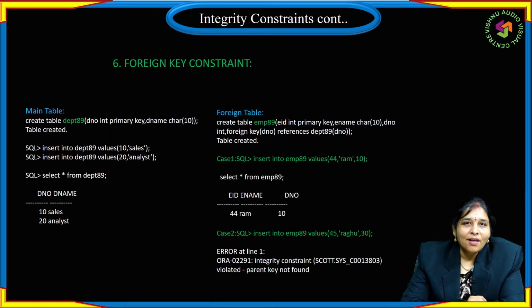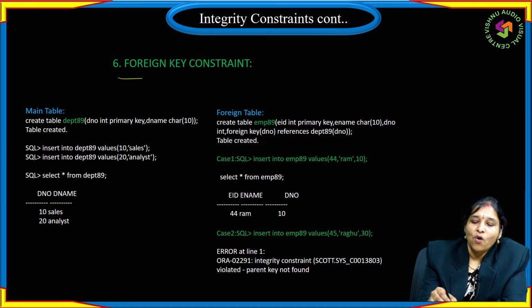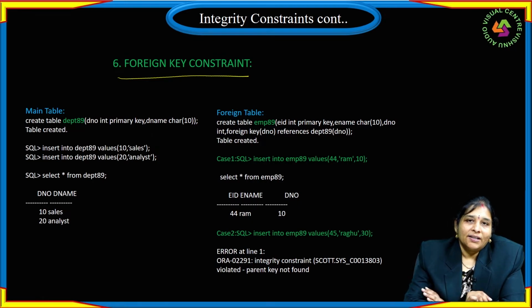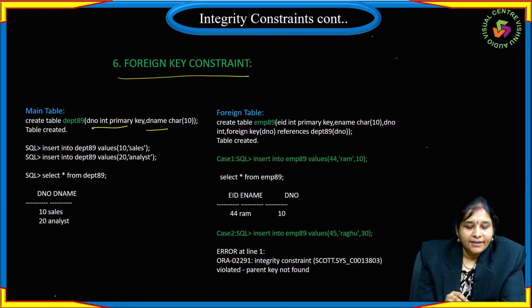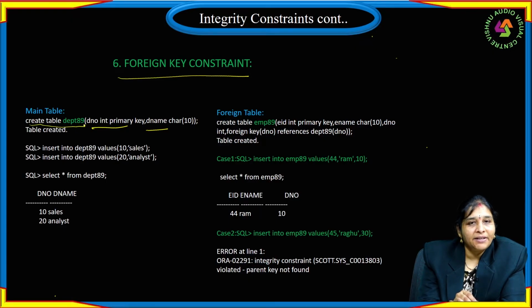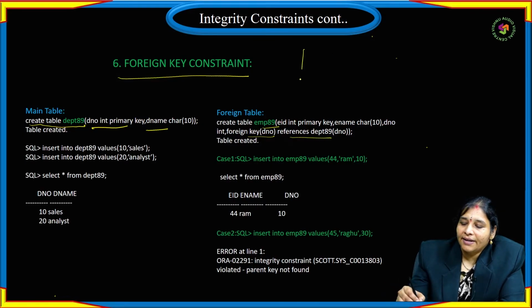Now, another important and last but not least of the constraints we are going to discuss today is the foreign key constraint. So, what is a foreign key? I'll give you a one or two line definition and then we will move on quickly. I have created two tables. The first table is Department 89, the main table with two fields, and a foreign table Employee 89 with foreign key department number referencing Department 89.